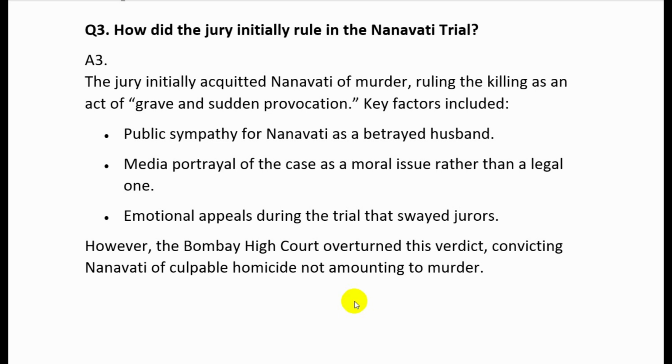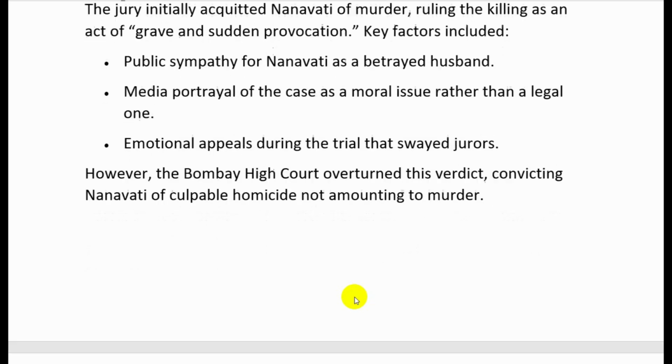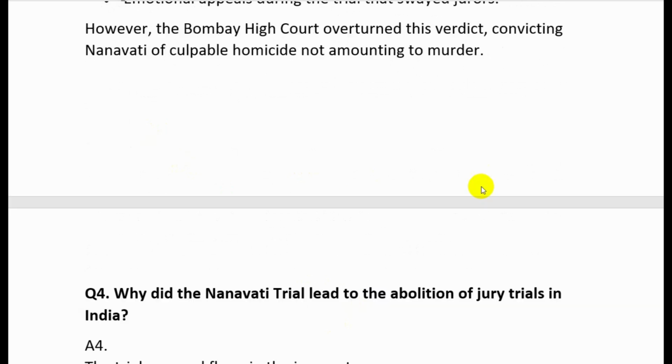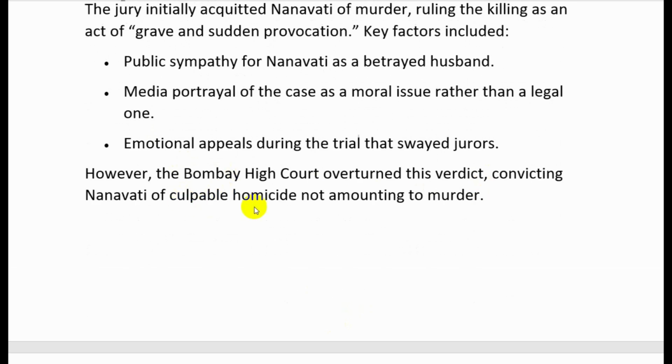However, the Bombay High Court overturned this verdict, convicting Nanavati of culpable homicide not amounting to murder. This is a keyword: culpable homicide not amounting to murder. We'll understand what is culpable homicide not amounting to murder.